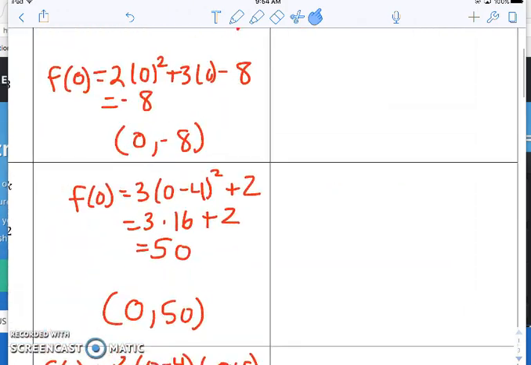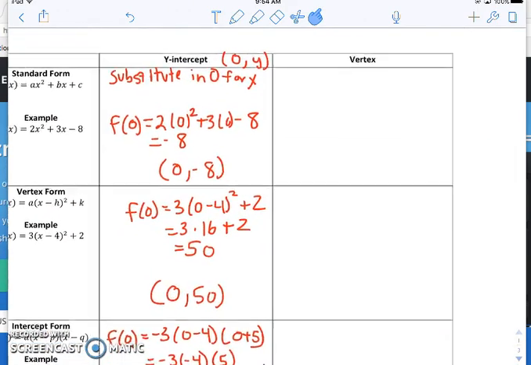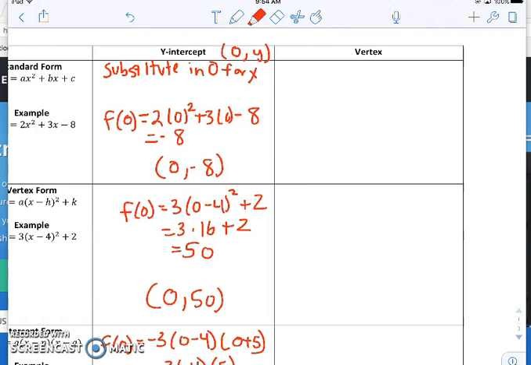What takes a little bit more time is finding the vertex here. So in standard form, our x-coordinate of the vertex is the opposite of b over 2a. So here we'd have the opposite of 3 over 2 times 2. So we have negative 3/4.